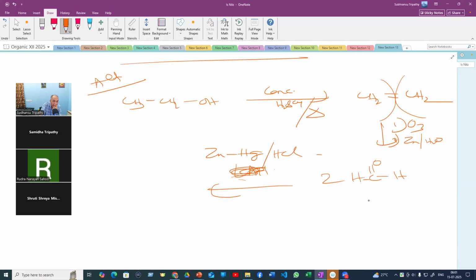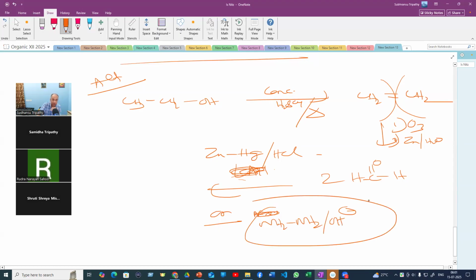Or this is Clemmensen or Wolff-Kishner. What is that? NH2, NH2, hydrazine and alkali. It goes via hydrazone, and then the reduction in alkaline hydrolysis will give you the alkane. So this is Wolff-Kishner, this is Clemmensen, or so you get methane.